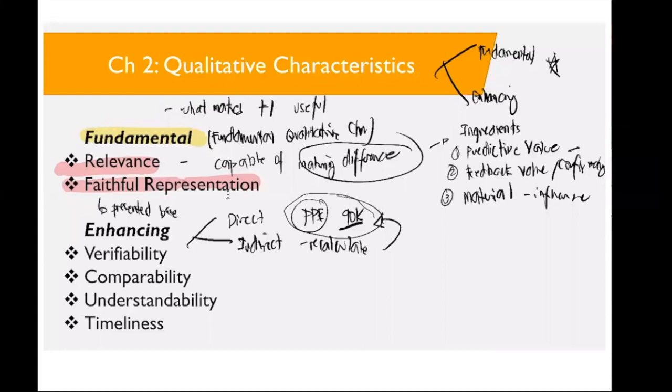Okay? So again, verifiability. Why is it considered enhancing? It helps to enhance your faithful representation fundamental characteristic. Whether what is really presented is what it purports to represent. Okay, so you try to verify the representation. Next, we have your comparability. Okay, so when we talk about comparability, we look into the similarities and differences among items.